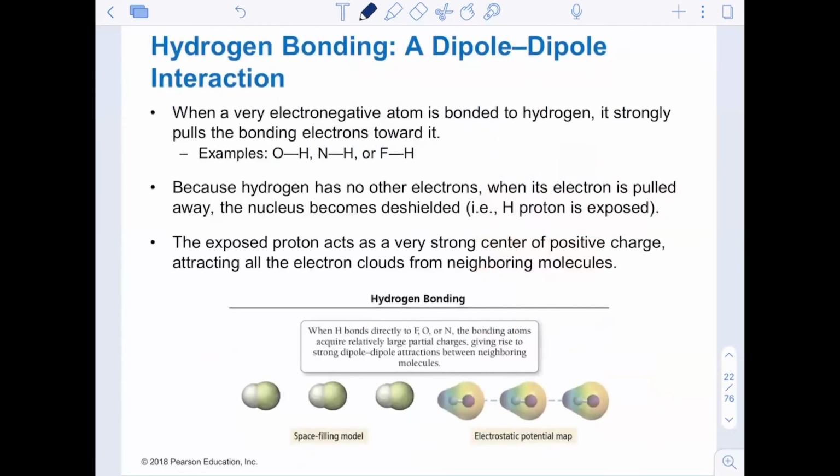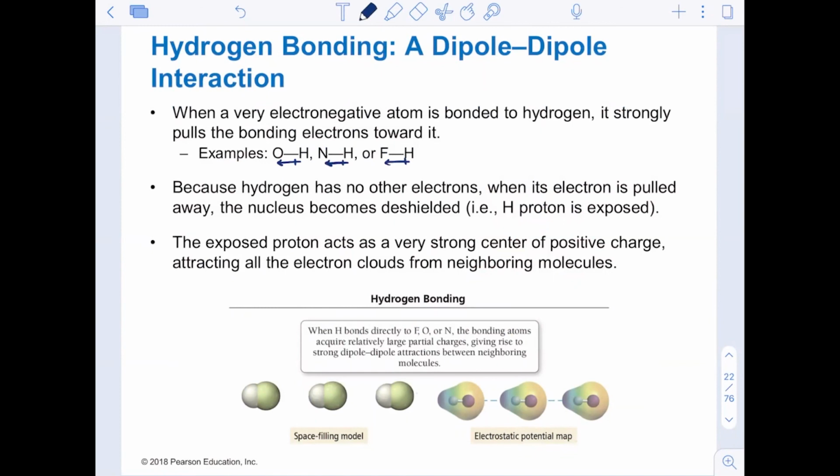Let's talk about hydrogen bonding. Last one. When a very electronegative atom is bonded to hydrogen, it strongly pulls the bonding electrons towards itself. Examples: oxygen, nitrogen, or fluorine. The reason these three polar covalent bonds are what we discuss in hydrogen bonding is because hydrogen is very small and it's paired up with a very small, very electronegative atom. These three, oxygen, nitrogen, and fluorine, are some of the most electronegative atoms we have and the smallest in size.